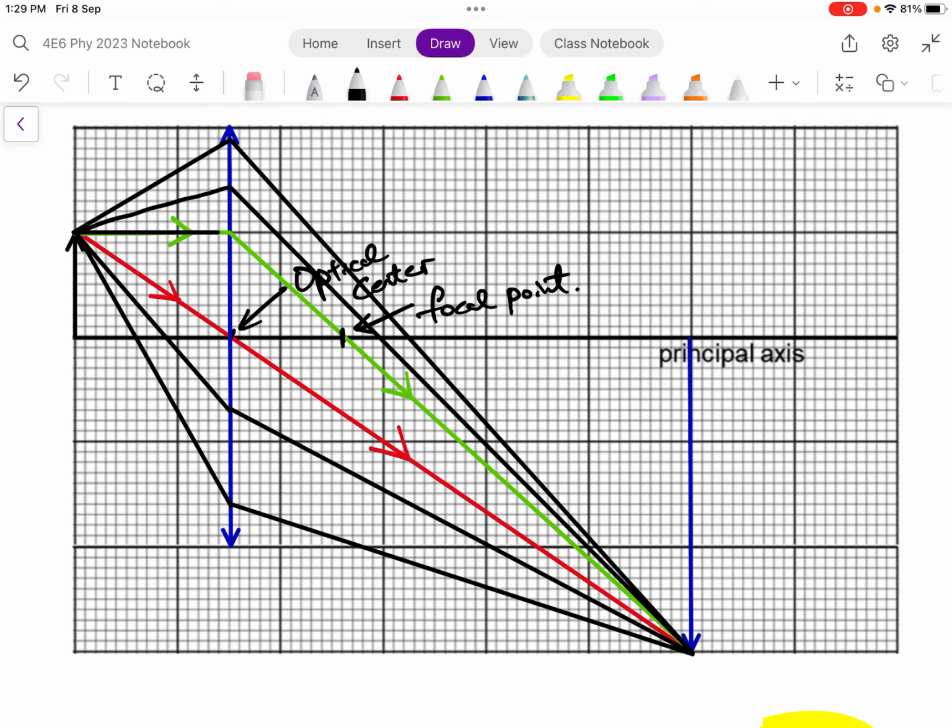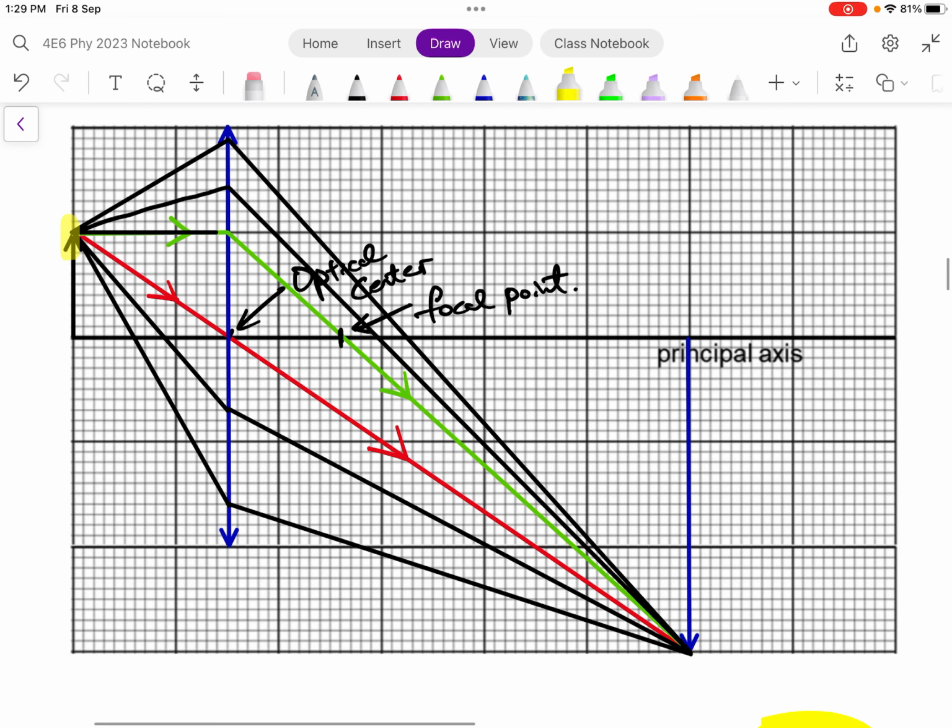The second question that we usually get is, does it mean that for this particular object, only the tip is emitting light and the rest of the body does not emit light? The answer is no, the whole body is emitting light. It's just that we don't draw those rays. If not, our ray diagram will become very, very messy.